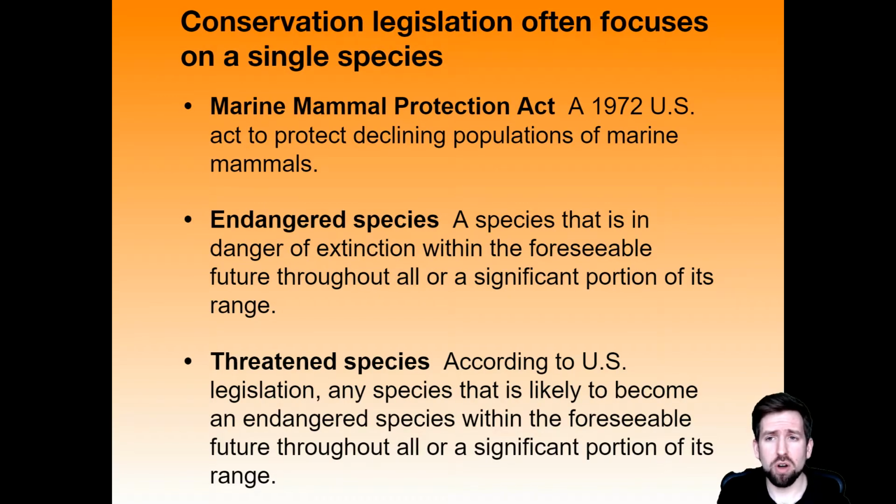Conservation legislation often focuses on a single species. The Marine Mammal Protection Act was in 1972 and was mostly looking at the two species of the sea lion and the otter. Now the otter specifically is a keystone species, especially up by Alaska, and so if that is disrupted, that can lead to a whole ecosystem collapse.